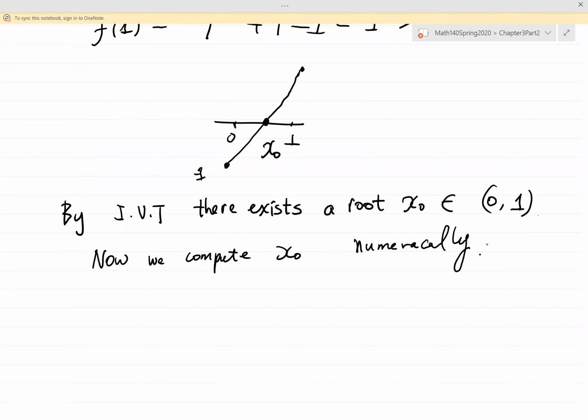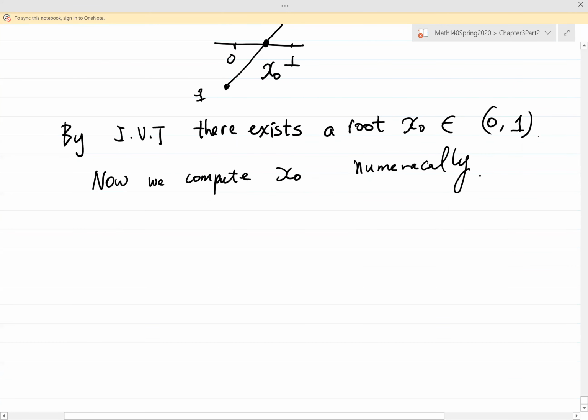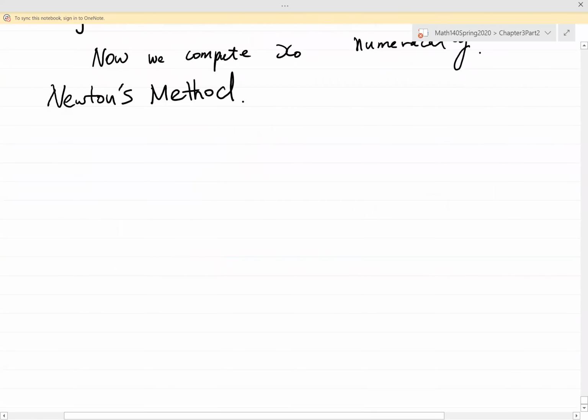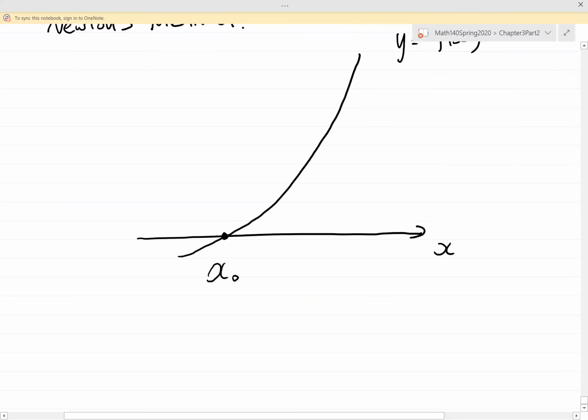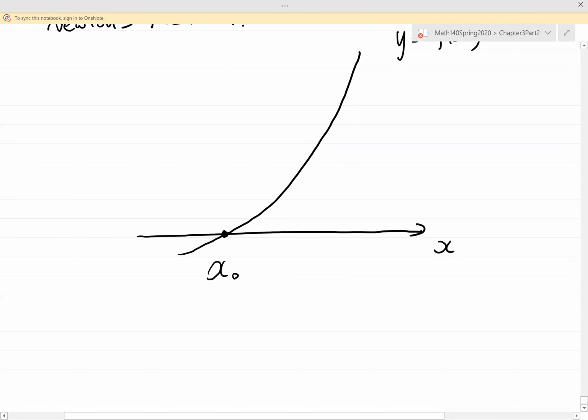Now we use the following idea of Newton's method. Suppose we have a function y = f(x). It has a certain root where the function intersects the x-axis. This is the x0 that we want to find numerically.